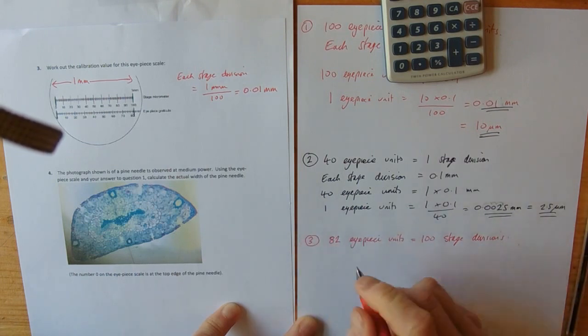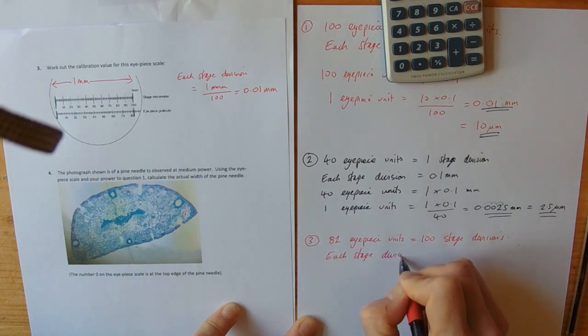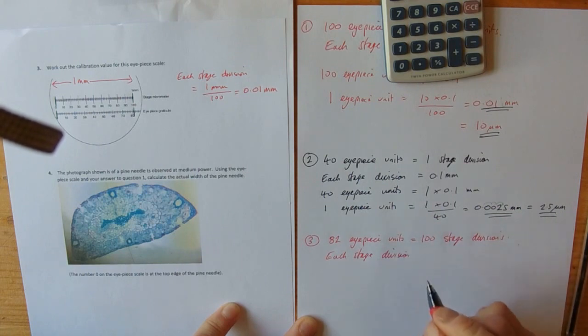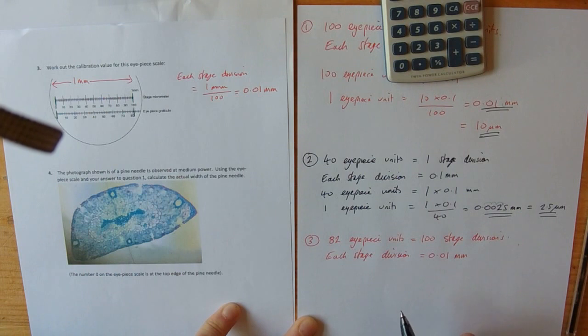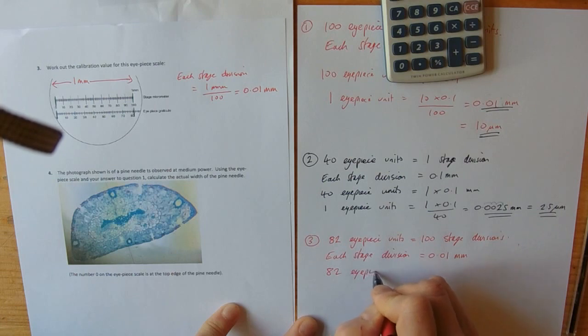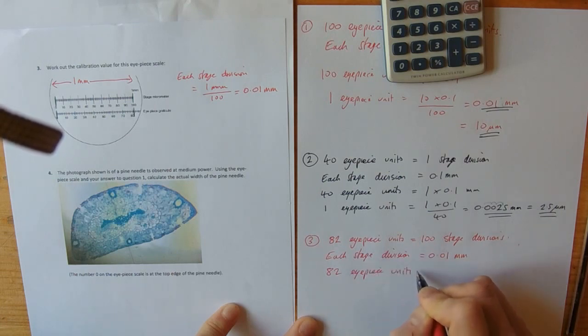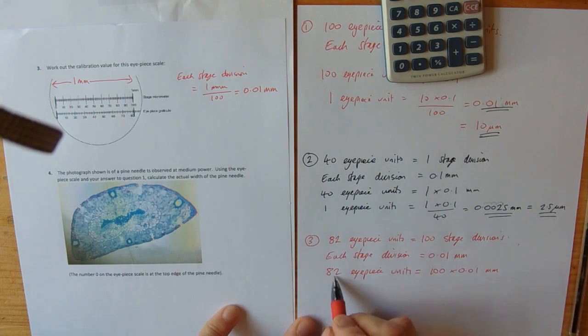divisions. Let's remind ourselves again, each stage division, I have extreme problems writing some words, is 0.01 millimeters, and so 82 eyepiece units is 100 of our 0.01s, and that would still be in millimeters. We don't want 82 of them, that's a strange thing to be trying to calculate later. We want one of them, that'll make it nice and easy.